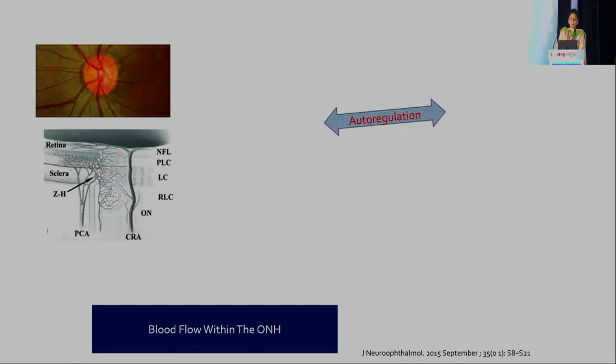Now, again we come back to the blood flow once again. Here we know that the blood flow in the ONH is basically auto-regulated. But besides that, we all know that in glaucoma, several other factors are working together.